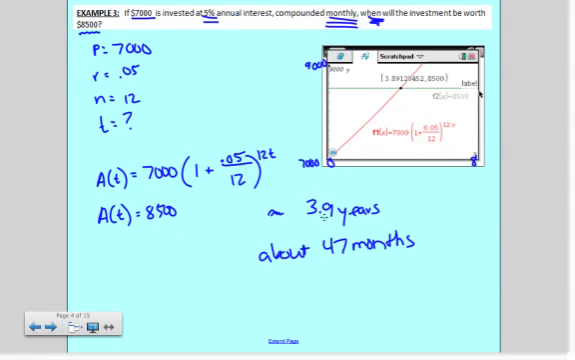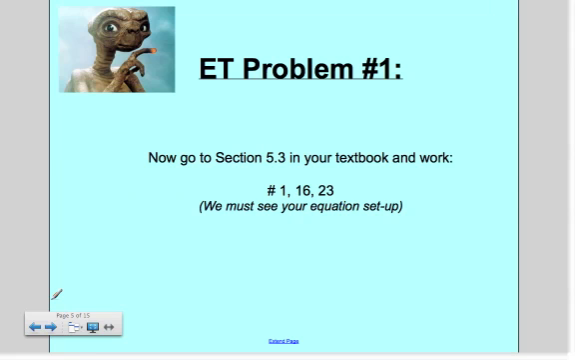So here are the first set of problems. Go to section 5.3 in your textbook and work 1, 16, and 23 and show your setup, please. Especially since we've given you odd ones where you can check answers.